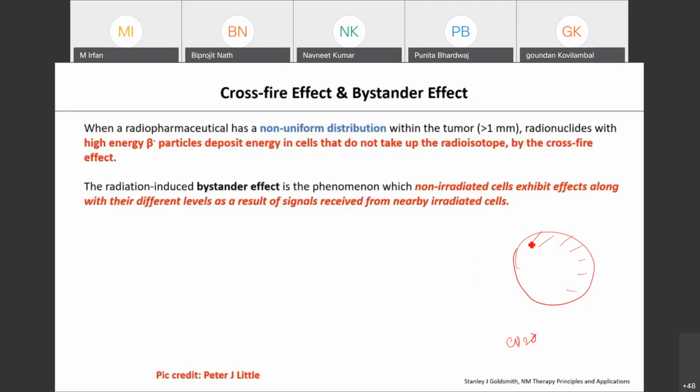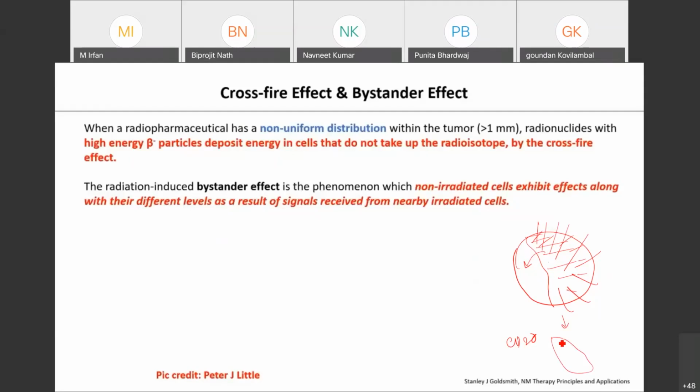There are cases where the tumor distribution is non-uniform. For example, this part of the tumor has a good distribution of CD20 receptors, and this part does not have a good distribution of the receptor. So what it means is that more radionuclides will bind at this region and irradiate this region more, and it will not irradiate this other region as much. So this region will be spared post therapy.